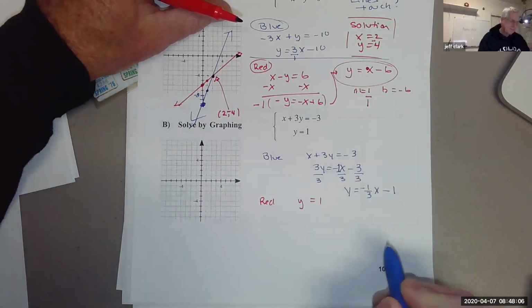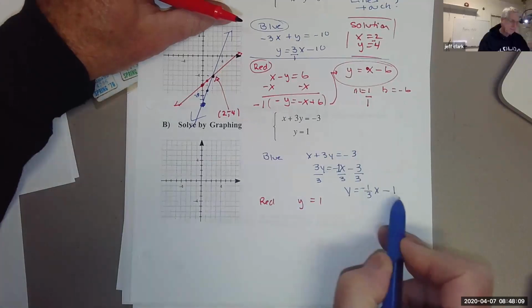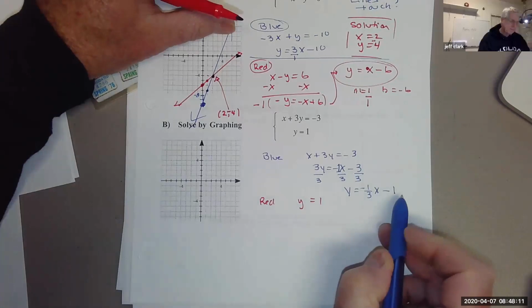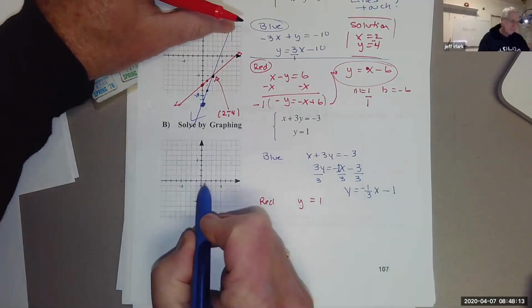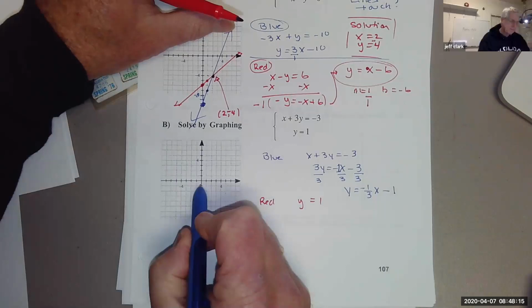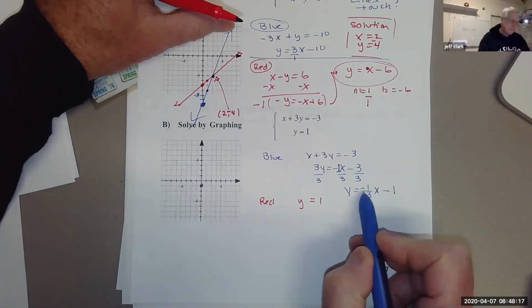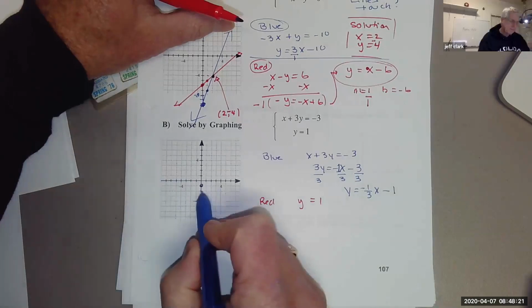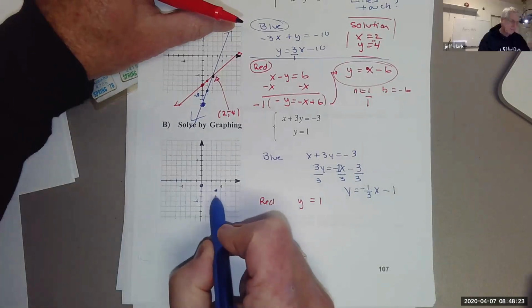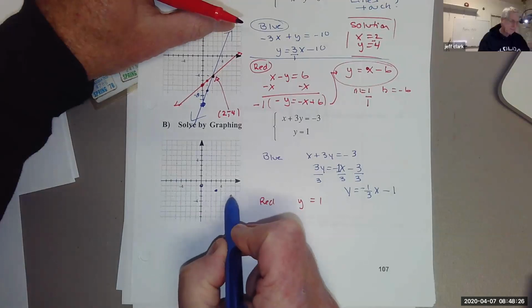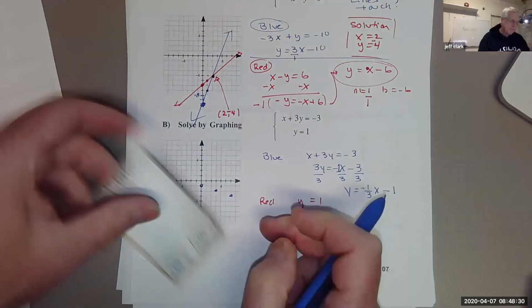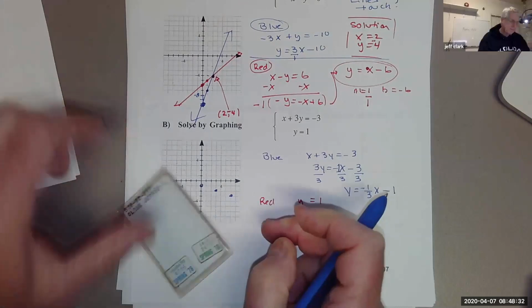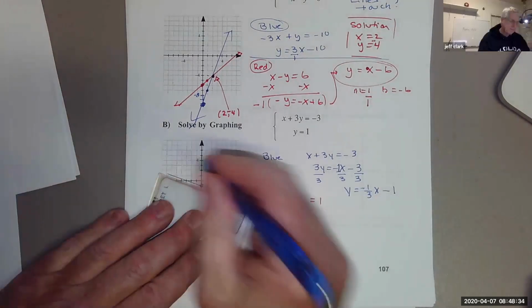But start at -1 for the y-intercept. So that would be right here, -1. And since I put the negative with the numerator, that's down 1, and then right 3. Down 1, 1, 2, 3. And then connect the dots, and it looks like a nice little line right there.